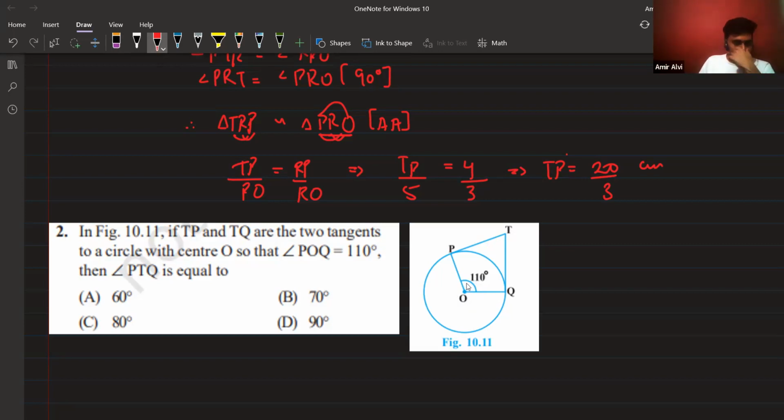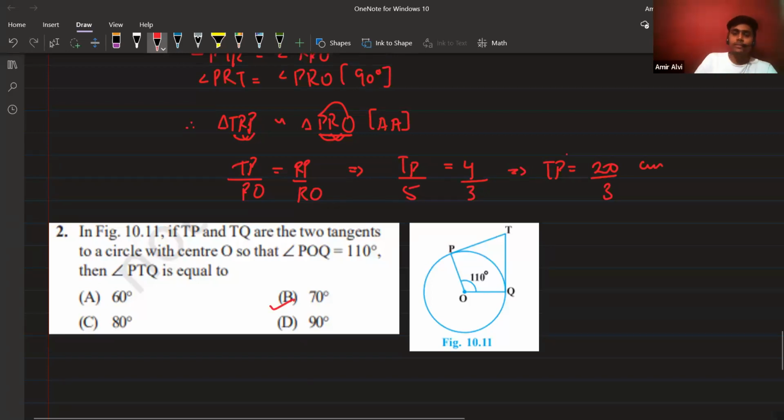Now one more thing: if the value given here is 110, then directly you can say that these are the two opposite angles, so it will be equal to 180. Clear? So that's how you can solve this question directly. 110 is given, so 70 will be left here. No need to go through the 360. Did you get my point? So that's 70.